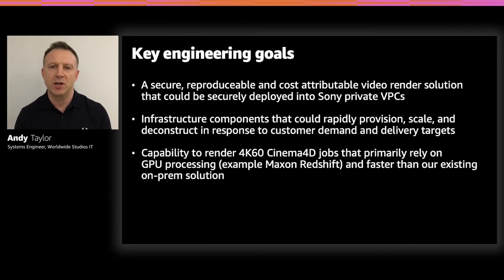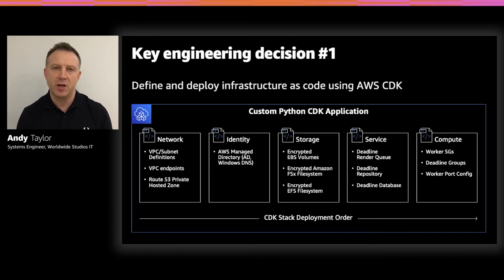Now, based on these goals, we had to make a number of informed engineering choices. And I'm going to run you through the 5 most critical decisions that shaped our success. Firstly, we decided to deploy our infrastructure as code using AWS CDK. And with the help of AWS ThinkBox, we were able to put in place a custom CDK application that deployed all the necessary AWS infrastructure to create a Deadline-based render farm.